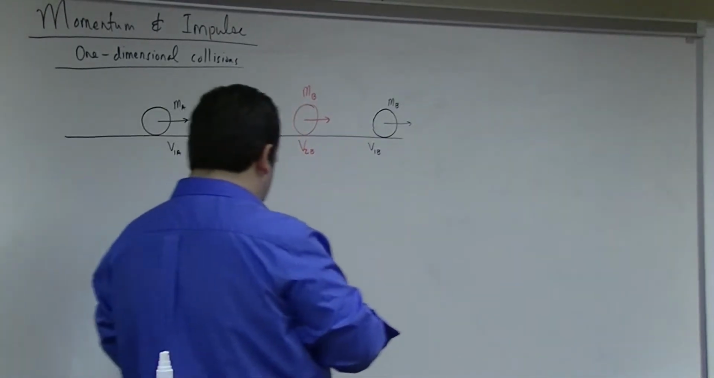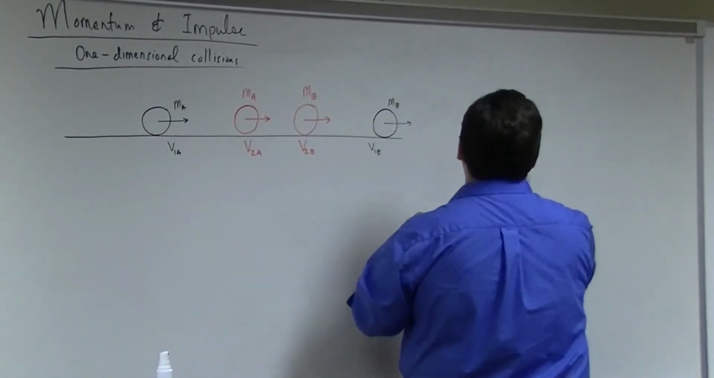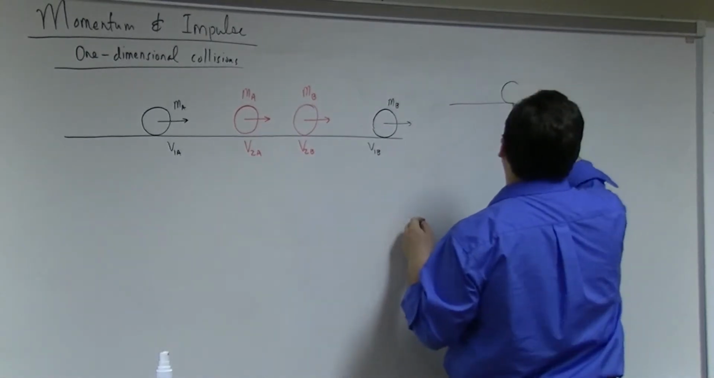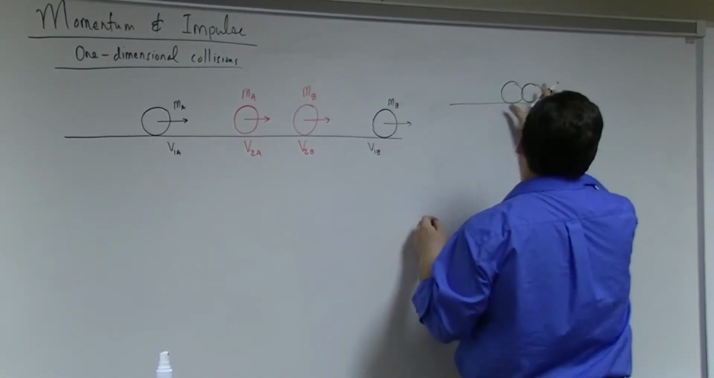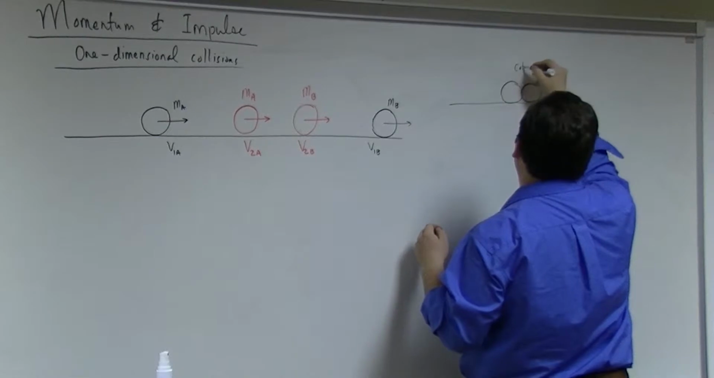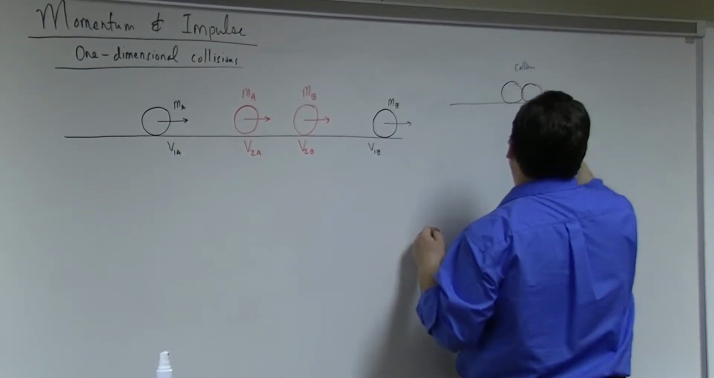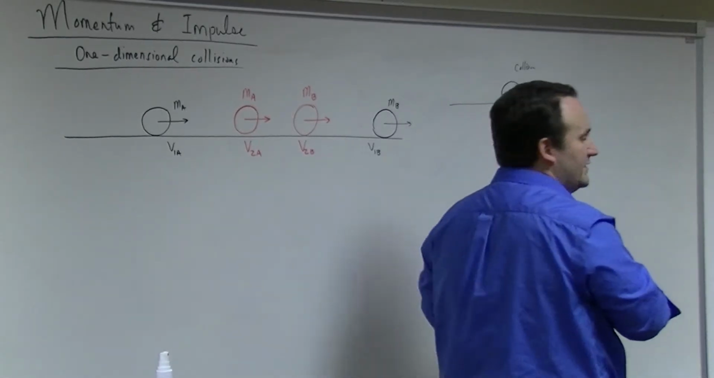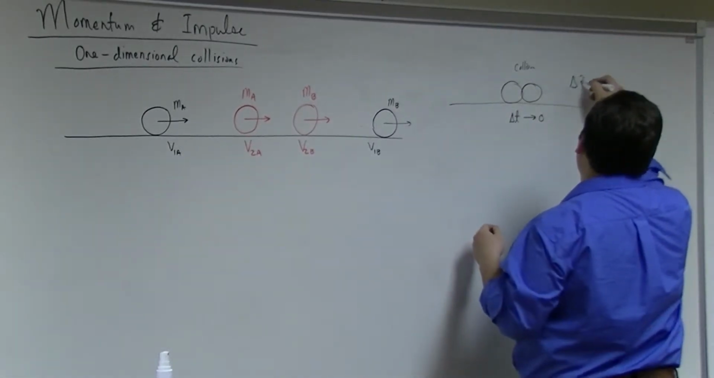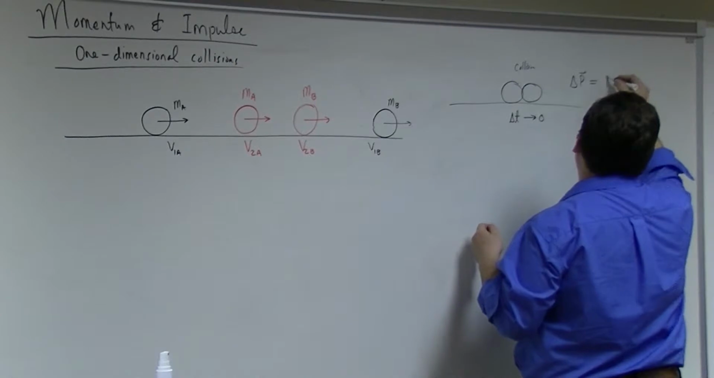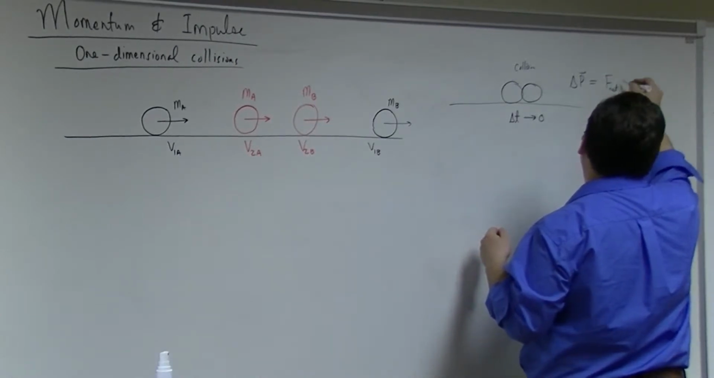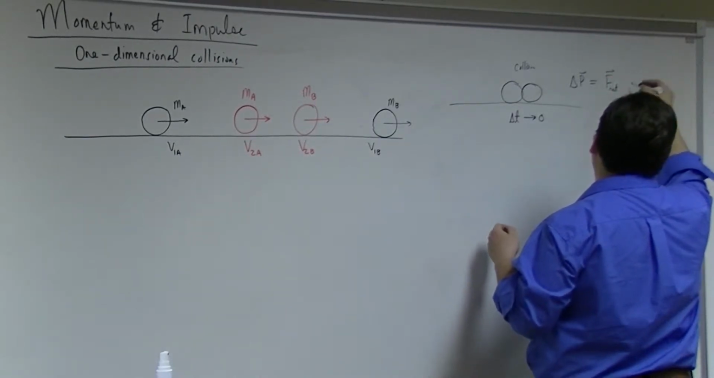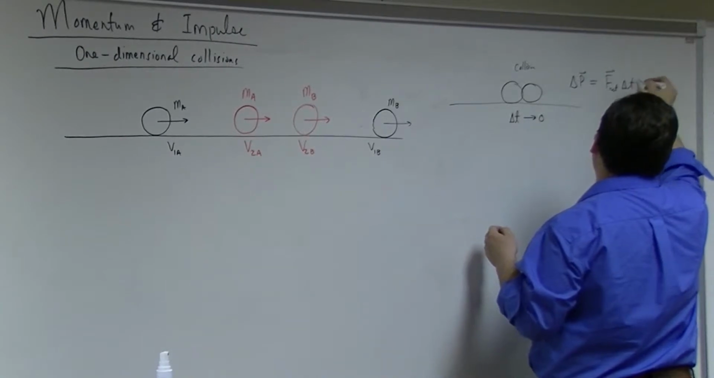And so what I'm saying is, let me just draw a picture. There's this collision, and the delta t is exceedingly small, right? So the change in momentum for the system, which would be the net force times delta t approximately, right?